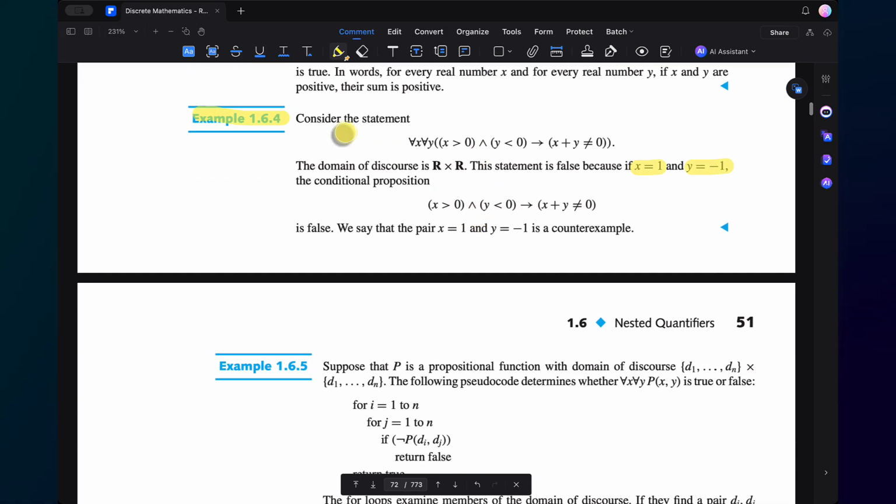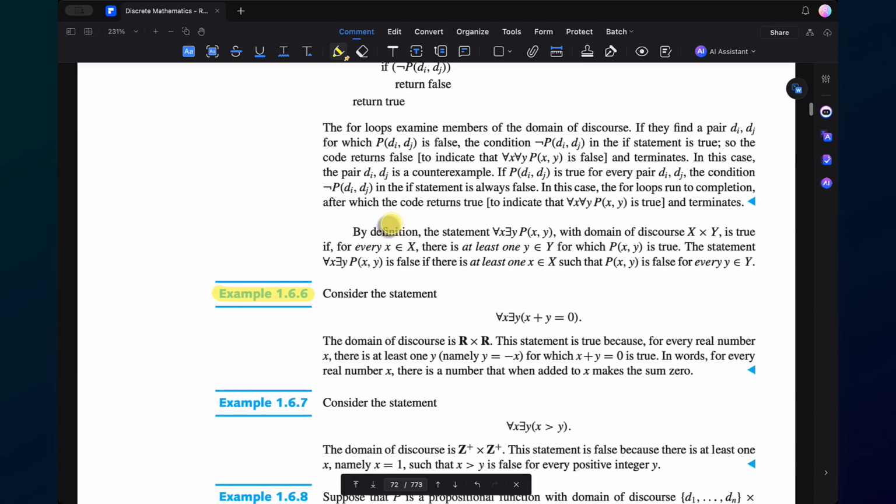Here's another one. Consider the statement: for every x, for every y, x greater than 0 and y less than 0 implies x plus y is not equal to 0. Well, this statement is false, because here's a counterexample. Just take x equal to 1 and y equal to -1. Then they add up to be equal to 0. So that makes this entire statement false.